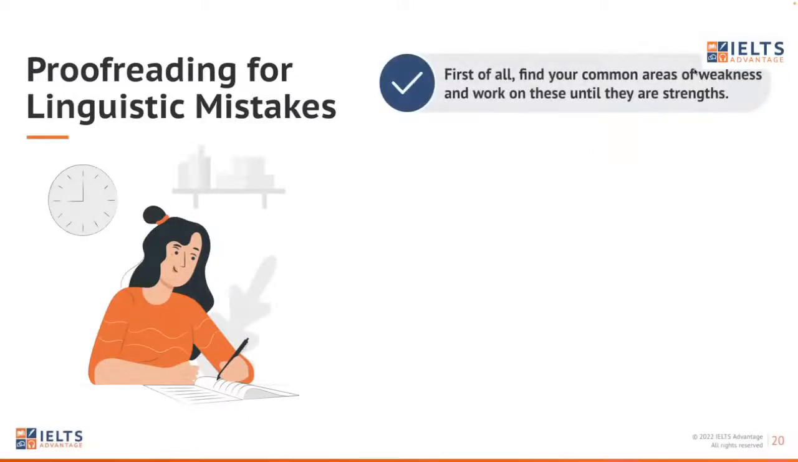First of all, find your common areas of weakness and work on these until they are strengths. So proofreading, fixing your grammar mistakes, starts weeks and months and years before you ever book your IELTS test. What we do with our VIP students, the first thing that we tell them when they join is don't book your test.